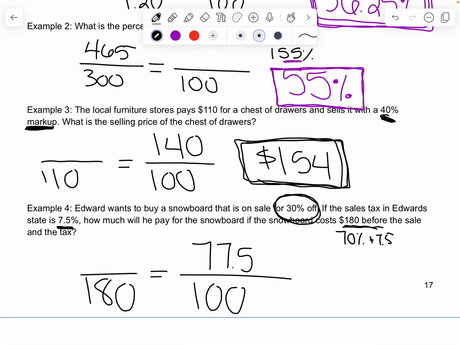So 180 times 77.5 divided by 100. And you should get $139.50.